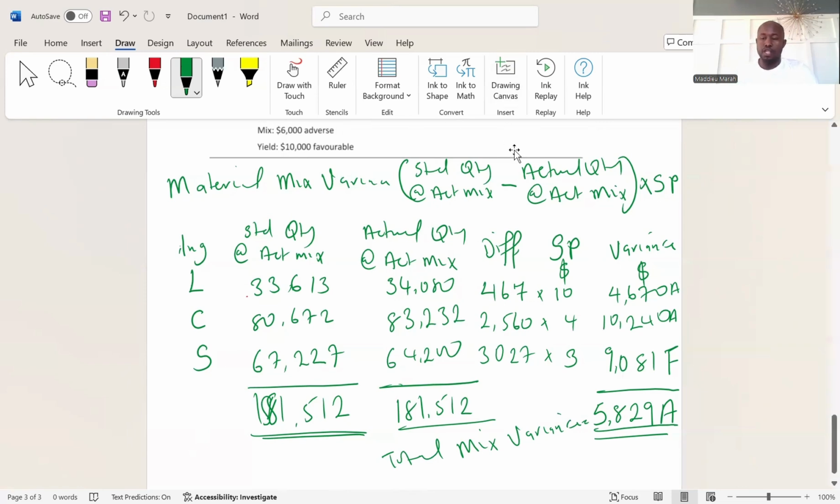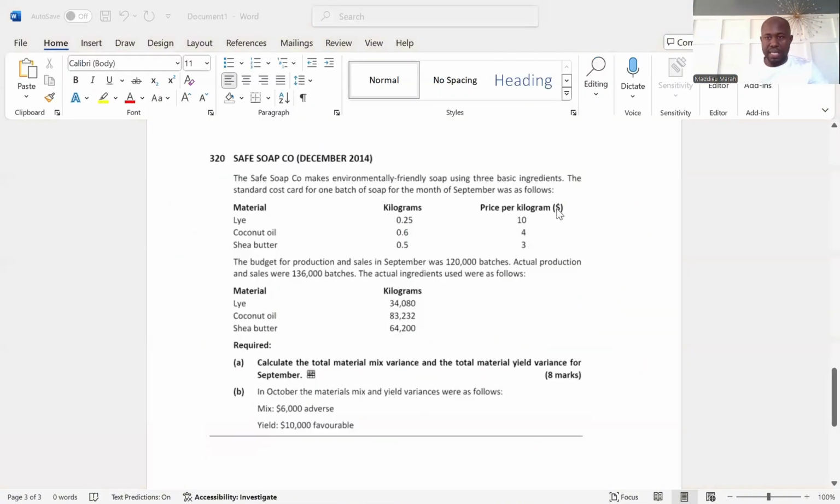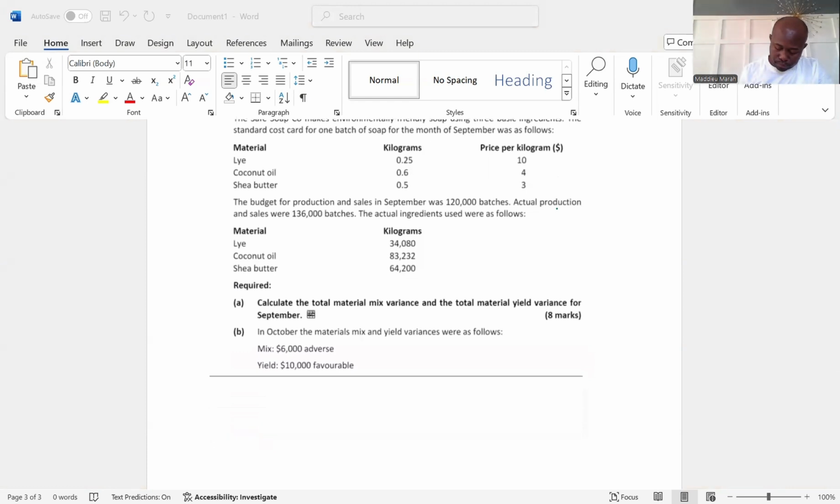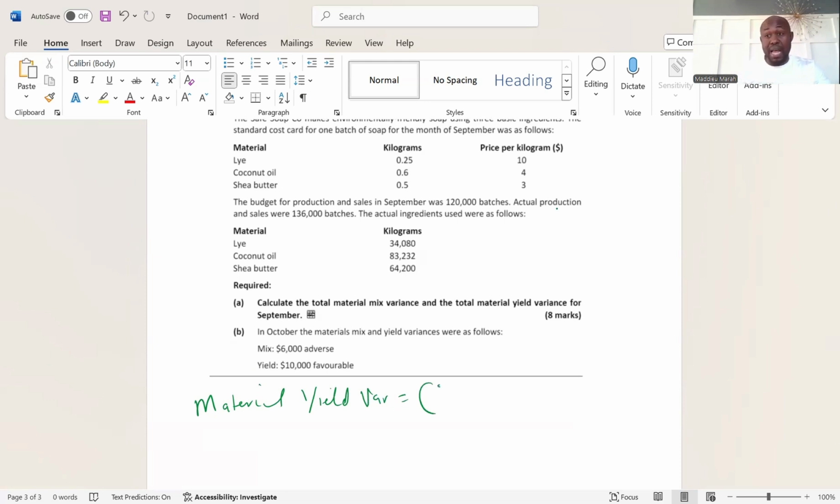Okay. Let's do the second one, yield variance. With that understanding, now we'll move to material yield variance. Material yield variance. Our formula: standard quantity at standard mix.